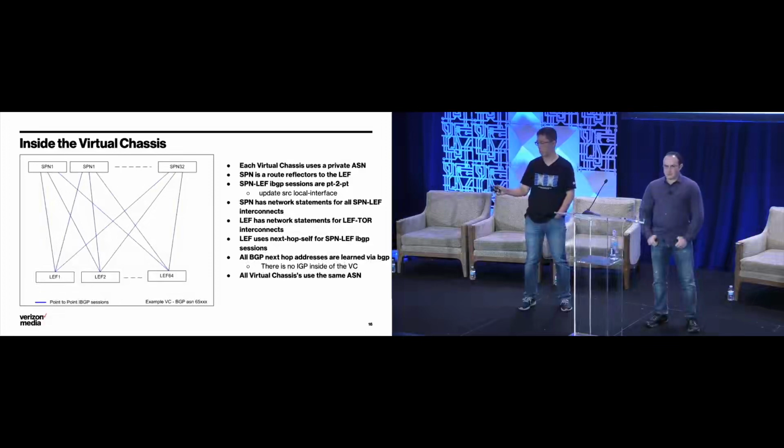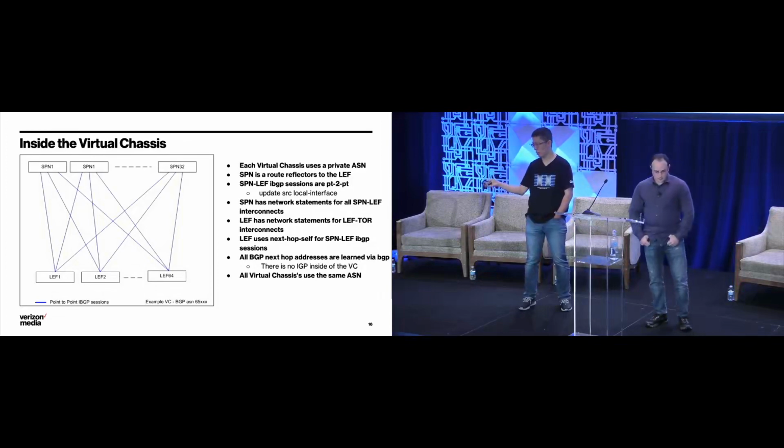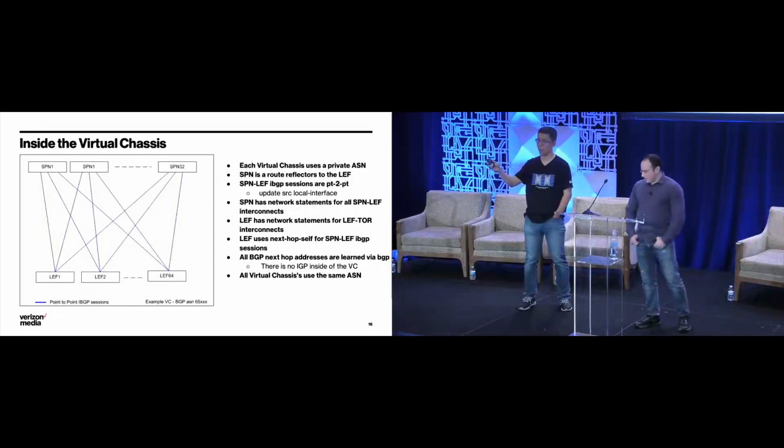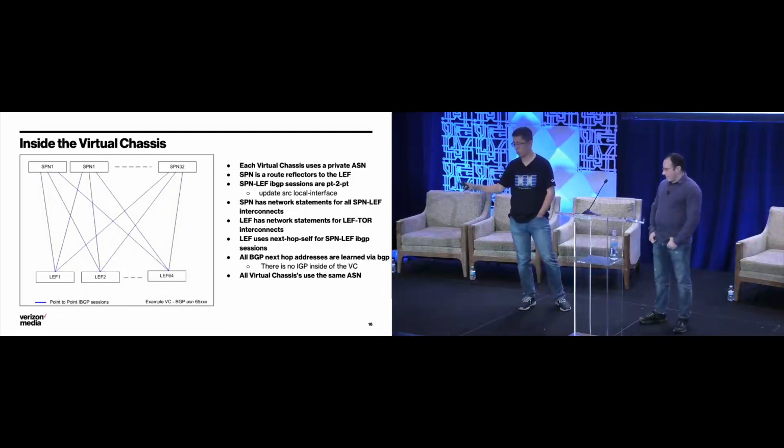Spines also have the network statement for all the spine-leaf interfaces, and we aggregate them together. On the other hand, the leaf also has the network statement for the leaf-ToR interconnect, so we also aggregate that part. The leaves use loopback themselves for the spine-leaf IBGP sessions, and all the BGP loopback addresses are learned from BGP, and there's no IGP within the VC. And all the virtual chassis are using the same ASN, so VC1, VC2, VC3, and VC4 are always using the same ASN.